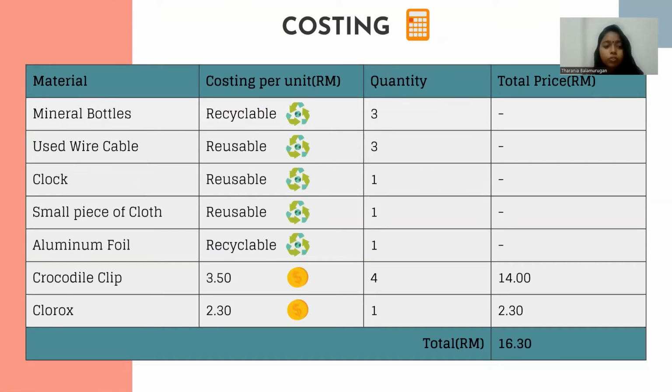Next, costing. This project's primary objective is to construct a mini electrochemical plant from recycled and reusable materials. Therefore, most of the items we used in our project were discarded and unused materials. Only crocodile clips and chloride were purchased.